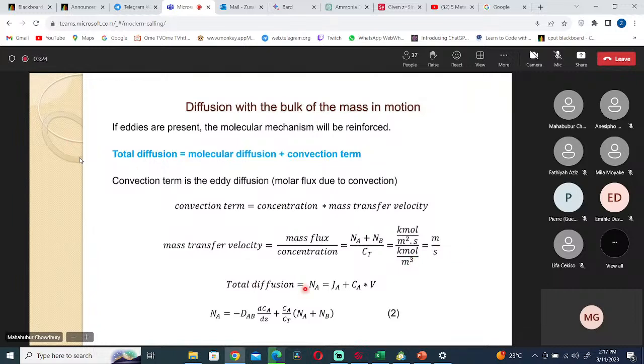So your total diffusion, NA, equals your JA plus the mass transfer velocity, which is a convection term, C times V. So your NA basically equals minus DAB dCA over dZ, plus, if I replace these, CA over CT multiplied by NA plus NB. So this is one of the forms of equations that you are going to utilize continuously for this course. And that is the diffusion of the bulk of mass in motion.